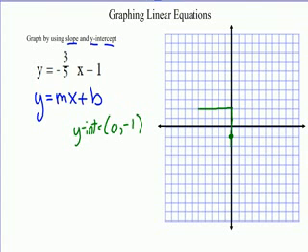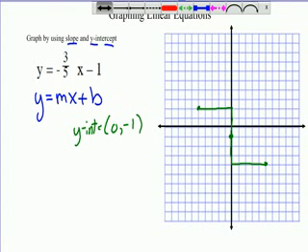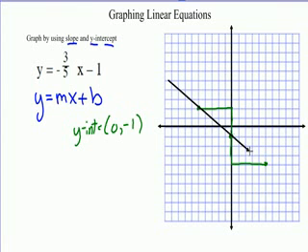I could also go down 3, but then I better make sure I go right 5. So either way, we just make sure we have a downward slope. Take a straight edge, and we'll connect the dots here. Not too bad, right about there. Should have arrows going both ways, so I think I'll add one to that side. And there it is. We've just graphed it using slope and y-intercept.